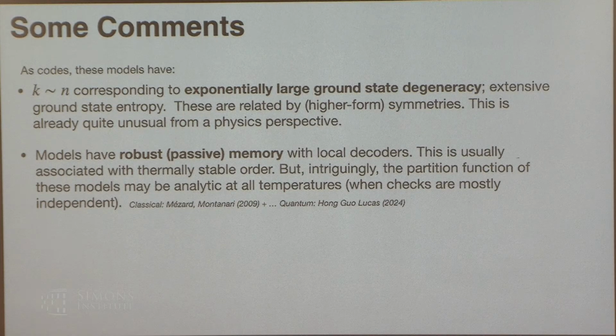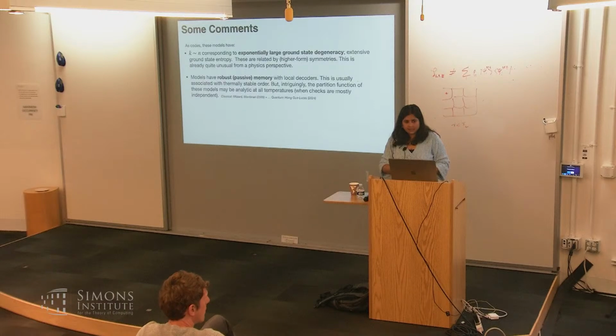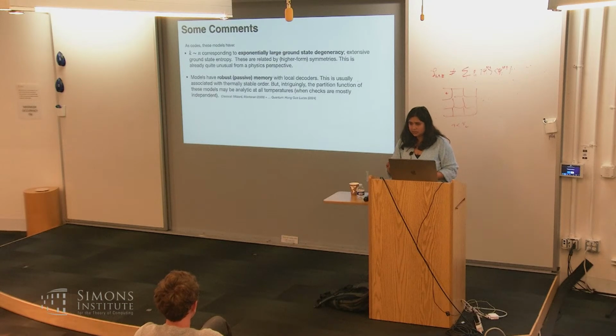Yeah. Maybe you already said it and I missed it. Do these models provably have robust passive memory, or is it based on numerics? I think that these are proofs. Like for the classical one, I think it's proved in Spielman, and for the quantum one, Nico, I think you can comment. I think they are proved too.